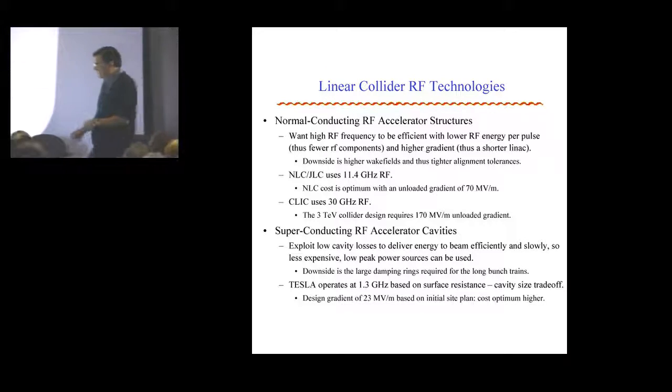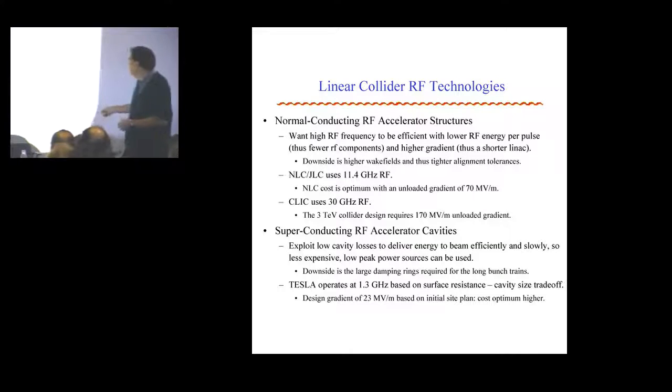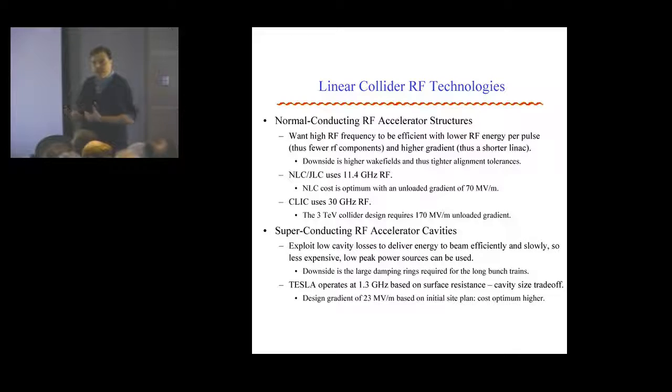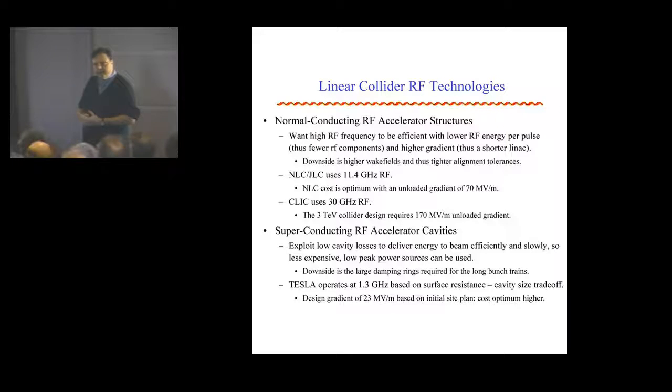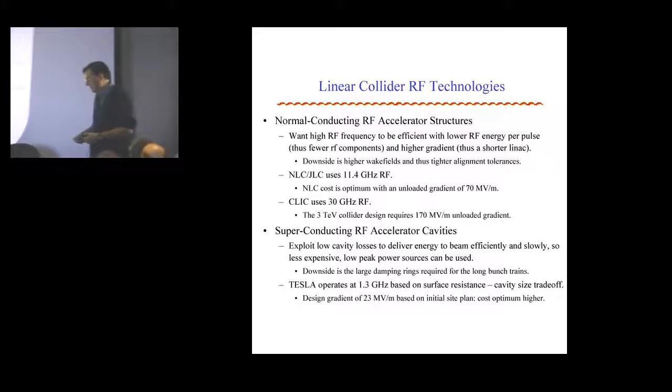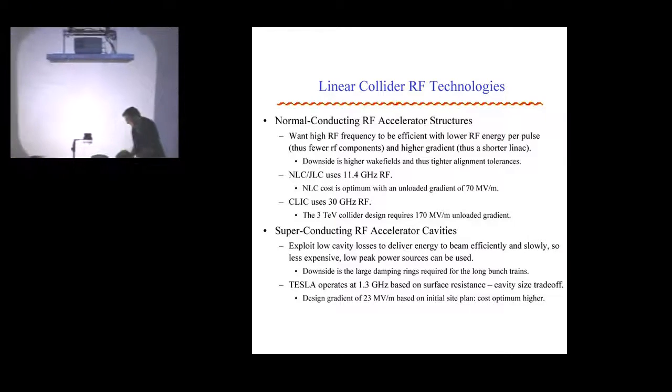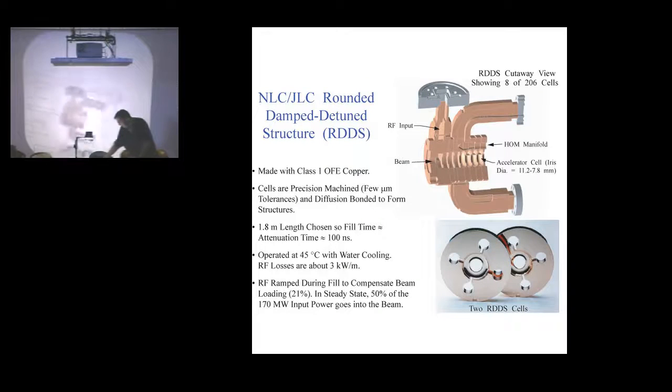And Tesla has chosen a lower frequency, 1.3 gigahertz. These arguments still apply. It's just that there's a term related to the surface resistance that goes up as the square of the frequency that keeps them at lower frequencies. Their gradient of 23 is based on their initial site layout, which was, of course, related to an initial estimate of what they could achieve as far as the superconducting gradients. It is quite a challenge to get up from the about 5 MeV per meter gradients that were available 10 years ago. However, their cost optimum is higher. If they had a choice, they would certainly like to go to higher gradients for both expandability and for cost minimization. So let's go through what some of these structures look like in each case.